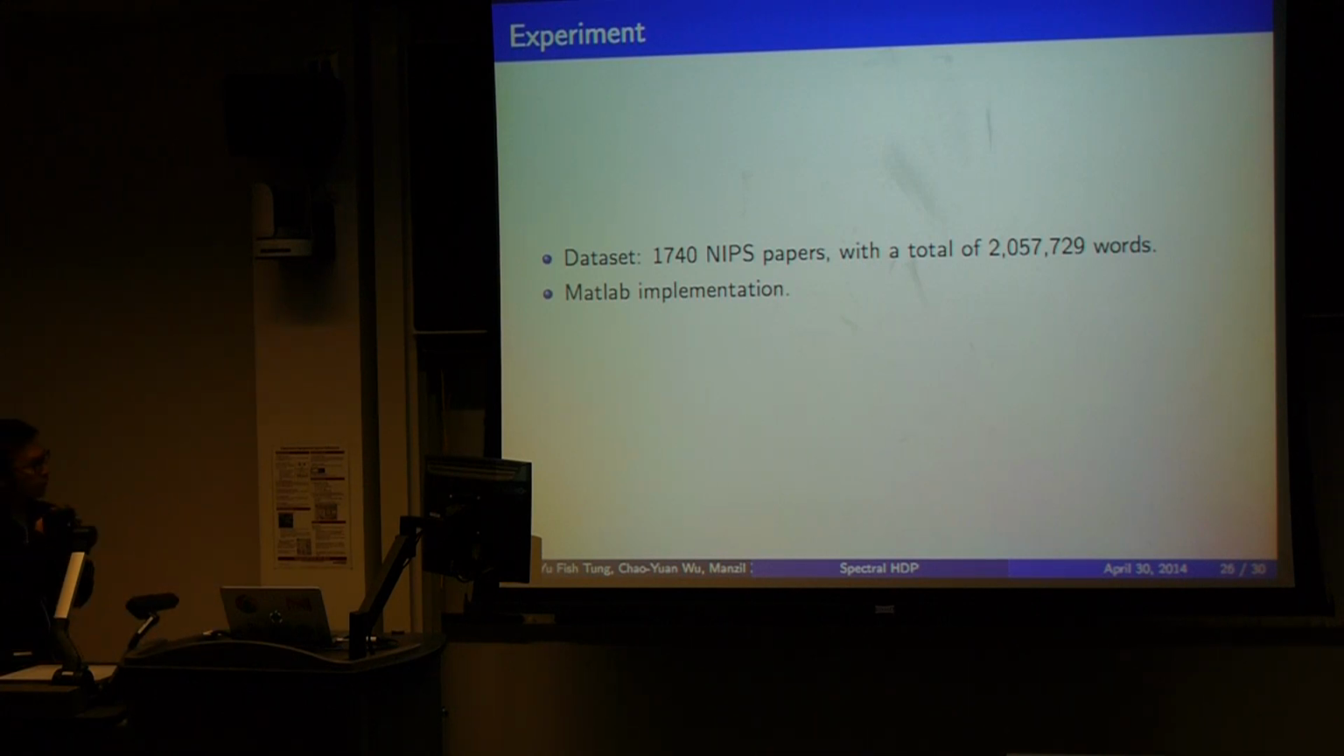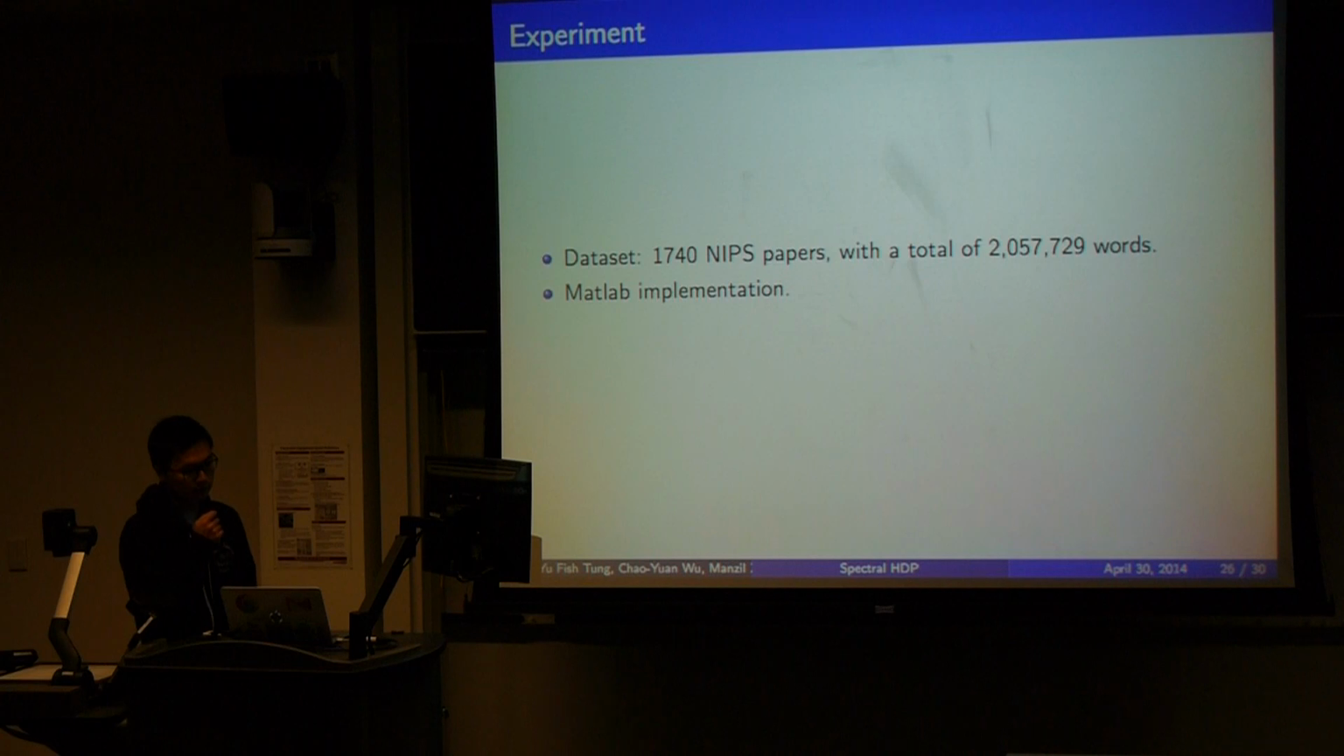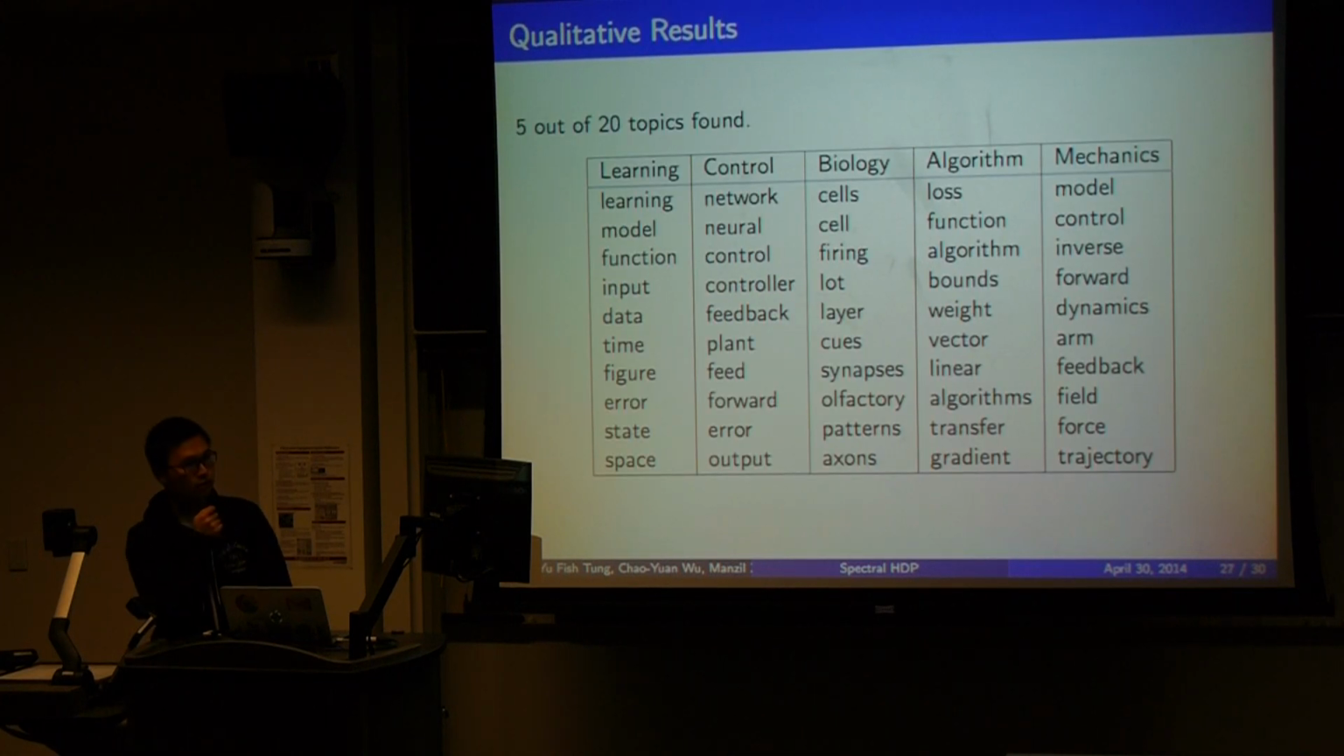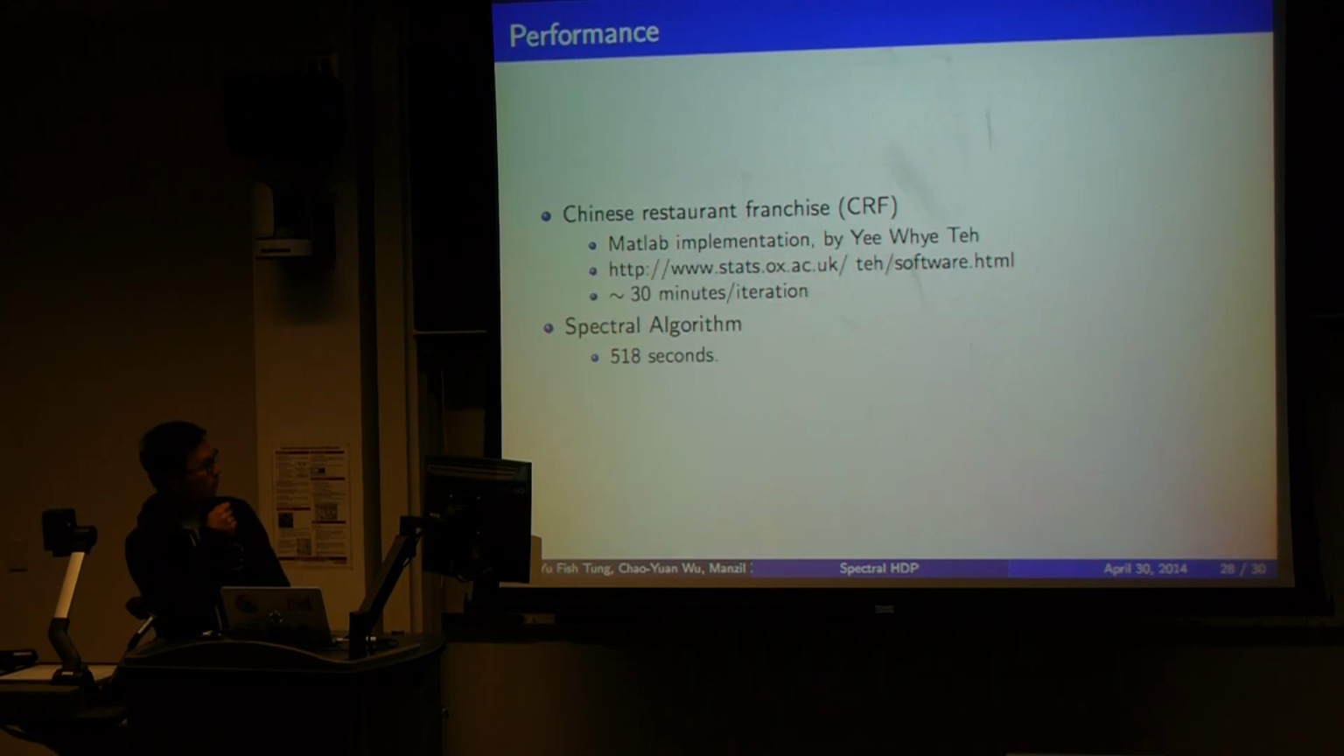Yes, and we tested our algorithm on around 1,700 data and implemented it in MATLAB. And these are the topics we recovered. We can get some meaningful topics. And the computational time is a lot faster. It takes only about 500 seconds compared with the implementation by EYT. Their code costs about 30 minutes per iteration on our machine. So it's a lot faster.